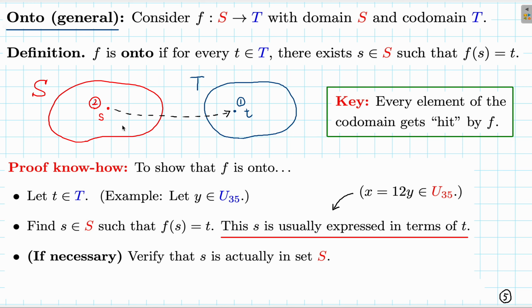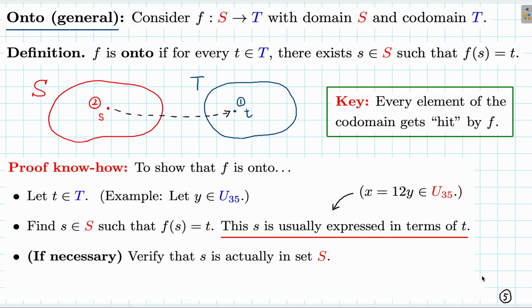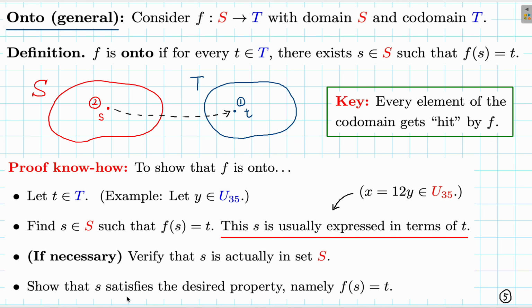And then the very last step, I think of it as the I told you so step, namely actually check that f of s equals t. And so that's the very last step. Let's show that s satisfies the desired property, namely f of s equals t. And so that's typically a calculation. Once again, I think of that as the I told you so step. And so those are the steps needed to show that f is an onto function.